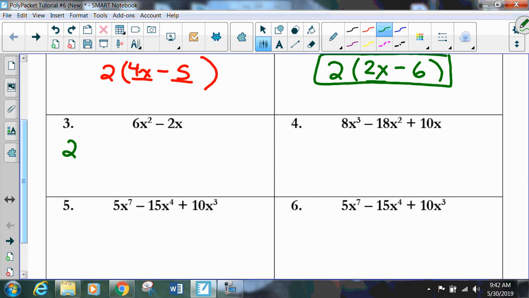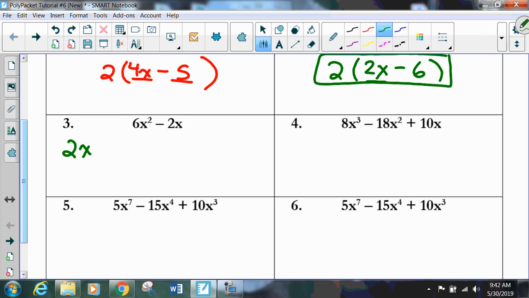All right, but now we need to look at the variable. So I'm going to look at x squared and x. I'm going to remind myself that x squared is x times x, and of course x is just x. What's the biggest amount of x's I can pull out that they both have in common? That's right, I can only pull out one x, because if I pulled out x squared, I don't have that to pull out there. So I'm going to factor out a 2x, and I have a choice.